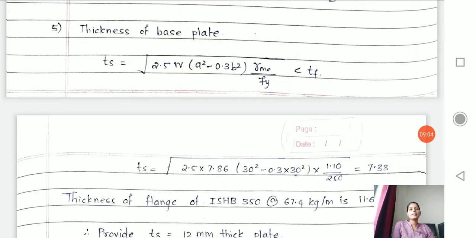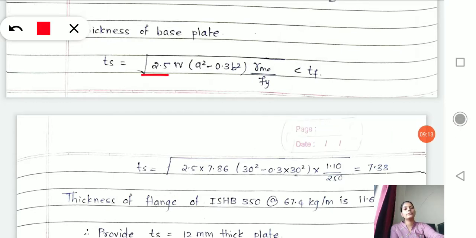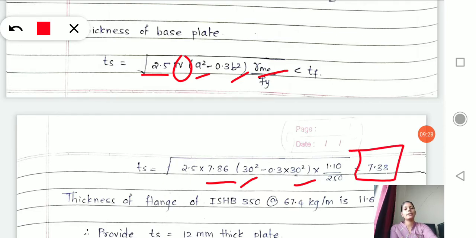How to calculate thickness of a base plate? The formula is given to us. Put all the values inside it. 2.5 into W, we have calculated 7.86. A and B, the projections we have calculated 30, and gamma, partial safety factor, and yield stress, it will give us an answer 7.38.